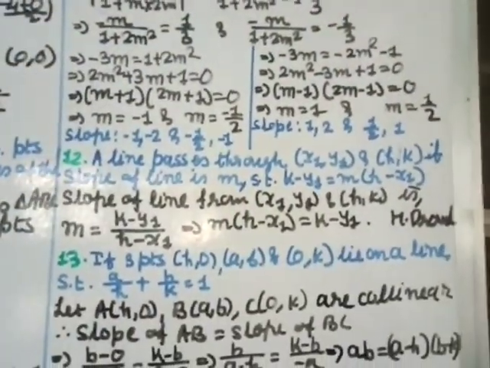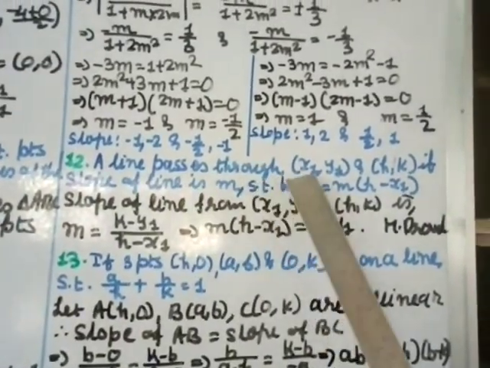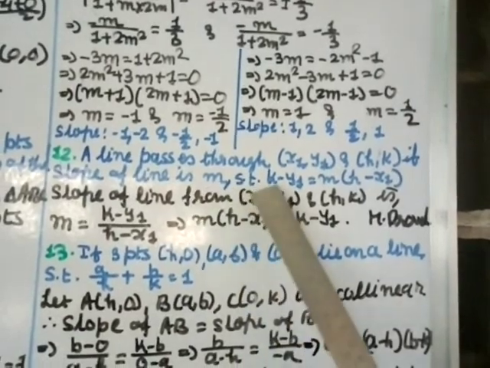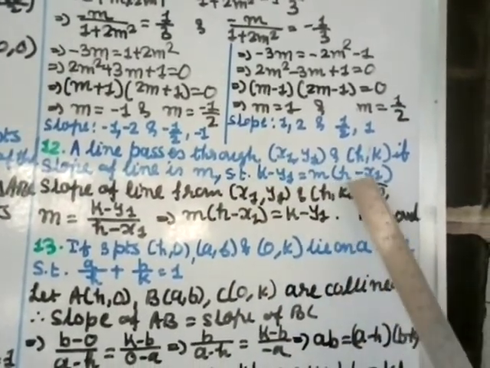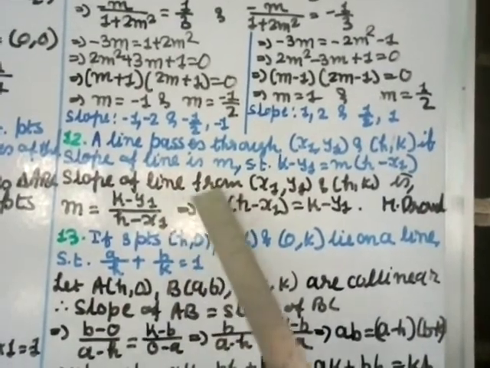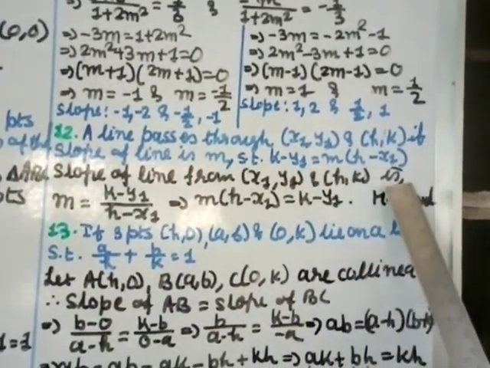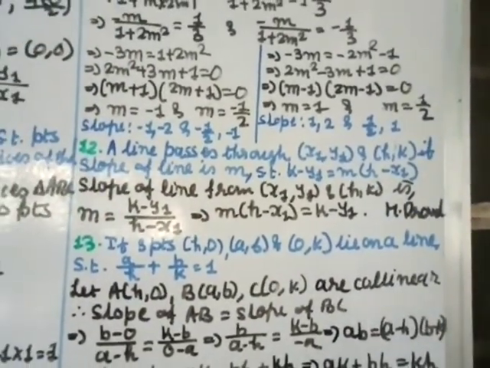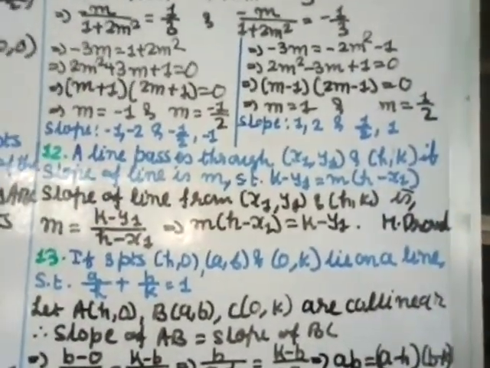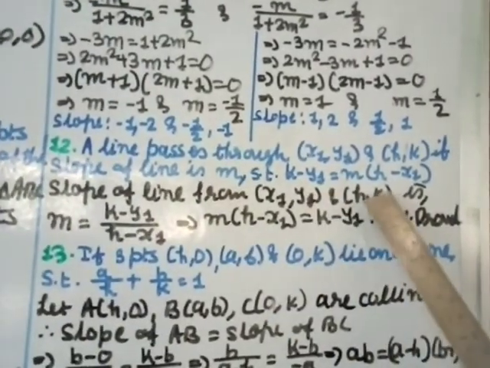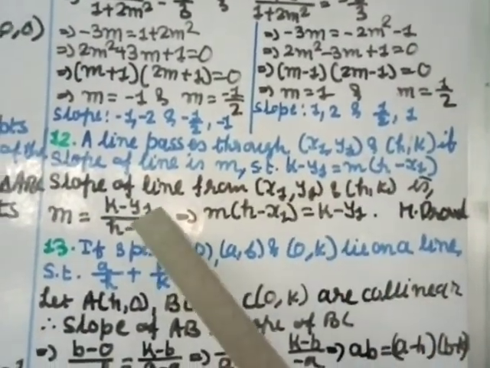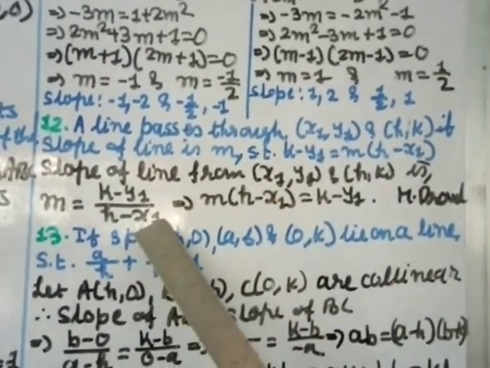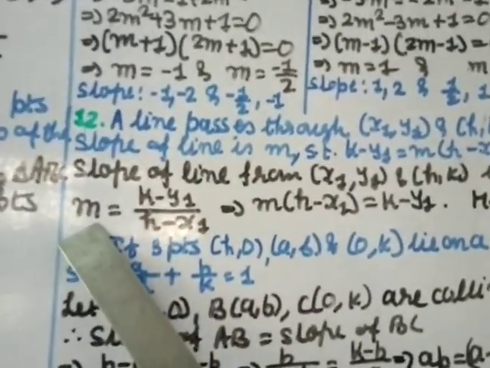Question number 12. A line passes through (x1, y1) and (h, k). If the slope of the line is m, show that k minus y1 equals m times (h minus x1). The slope of the line through (x1, y1) and (h, k) is found using the 2-point form. Okay, so the slope of the line passing through the 2 points is given by y2 minus y1, so k minus y1, divided by x2 minus x1, so h minus x1, and this by definition is given the symbol m.